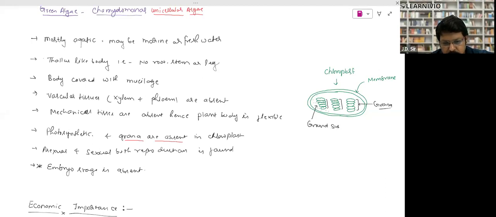This ground substance is known as stroma, right? Stroma is the ground substance, and grana is the pile-up structure. That is meant for it. Is that clear, Nadia? So these grana are missing. Chloroplasts are found, they are cup shaped, but grana are not found over there, right? Tell me, is that clear?